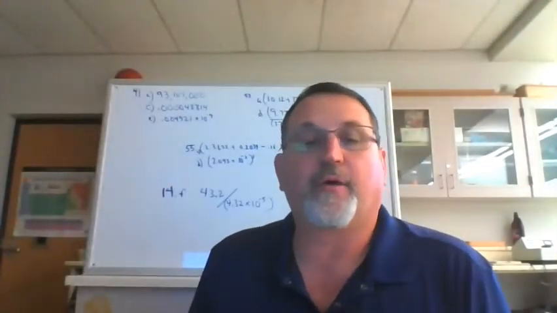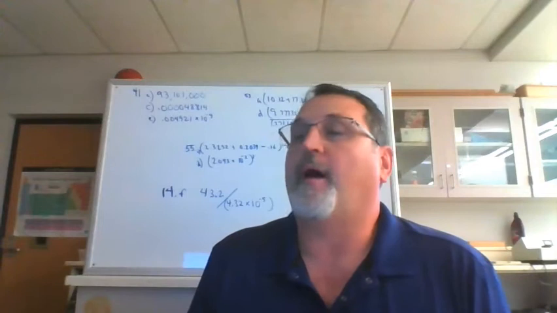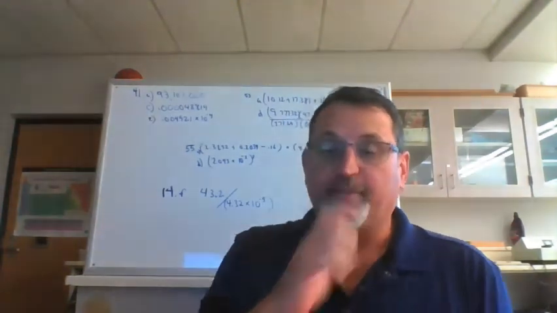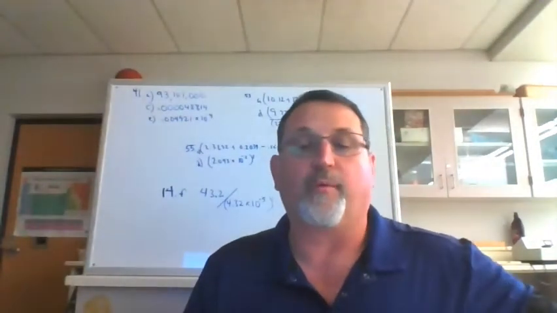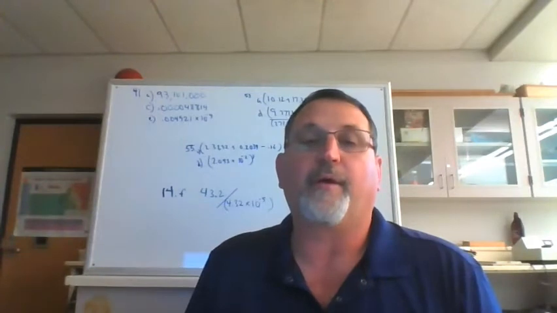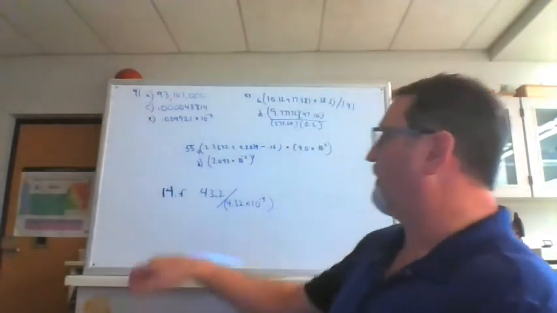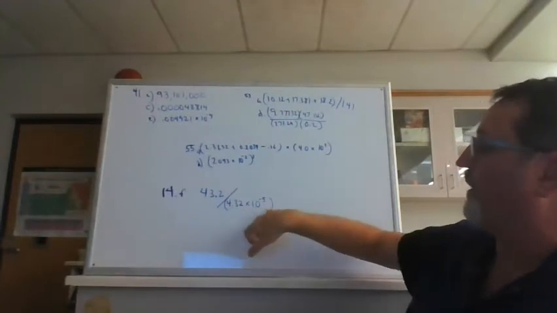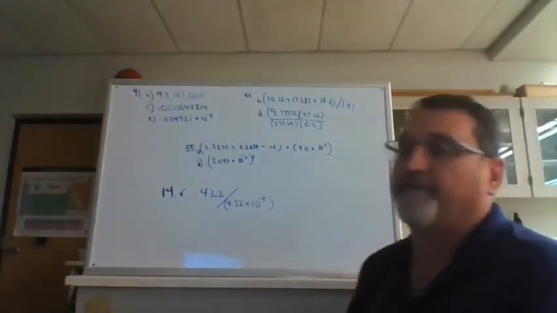I'm going to go over the end of chapter 2, part 1 questions. But I'll start by going over one more with question number 14. A lot of people are, I think, struggling with that one. So I have two numbers here. I have 43.2 divided by the quantity 4.32 times 10 to the negative fifth.